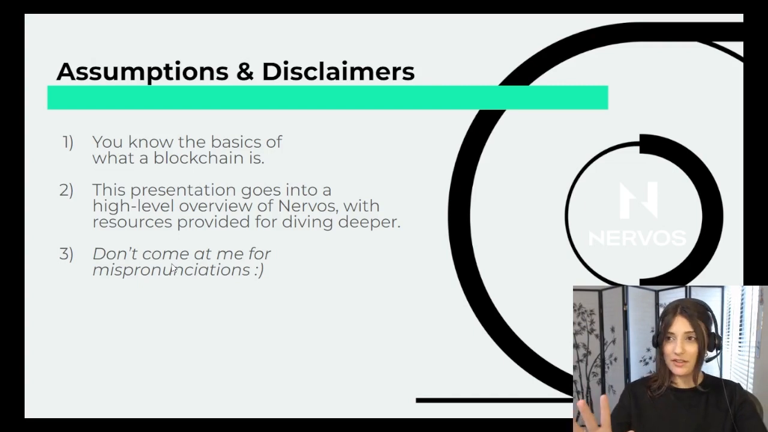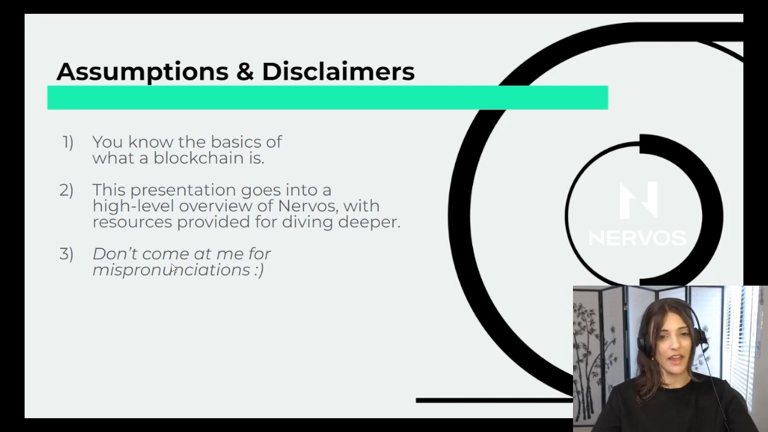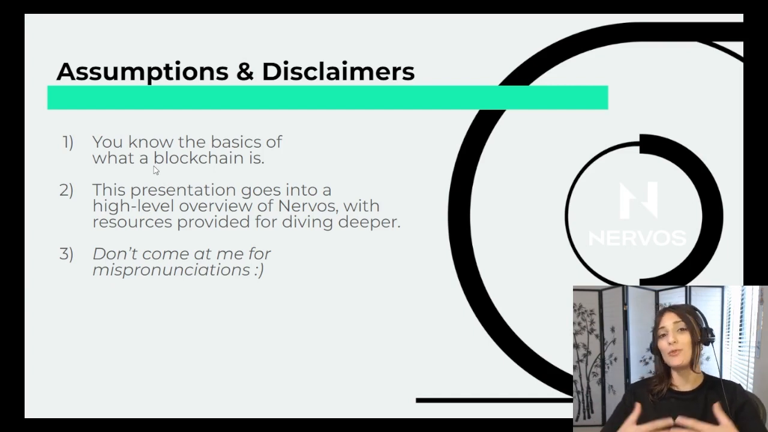But first, some assumptions and disclaimers. One, I'm assuming you already know what a blockchain is, just the basics of that. We do have another presentation about all of that already that you can go check out. I believe it's by my coworker Chris, but be sure to check it out. Also, this presentation goes into a really high-level overview of Nervos Network, so we're not going to be digging deep into a lot of the technical details. This is supposed to be a brief overview of everything, but there'll also be resources for you to get started and to deep dive if you wish to.